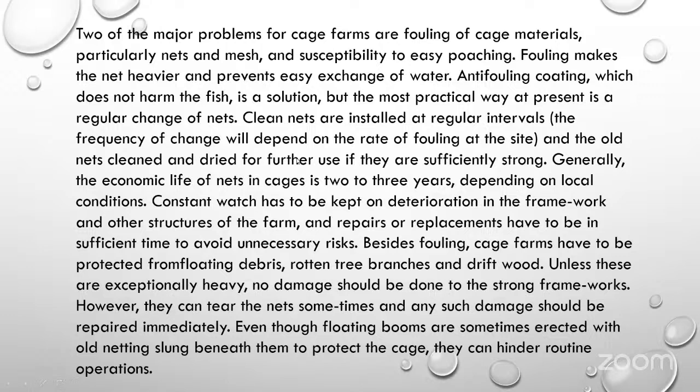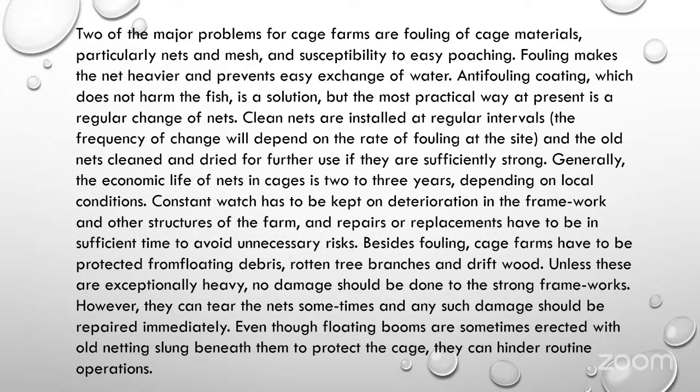Two of the major problems for cage farms are fouling of cage materials, particularly nets and mesh, and susceptibility to easy poaching. Fouling makes the net heavier and prevents easy exchange of water. Anti-fouling coating, which does not harm the fish, is a solution. But the most practical way at present is a regular change of nets. Clean nets are installed at regular intervals and the old nets cleaned and dried for further use if they are sufficiently strong. Generally, the economic life of nets in cages is 2 to 3 years, depending on local conditions.